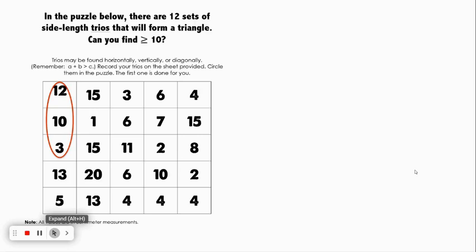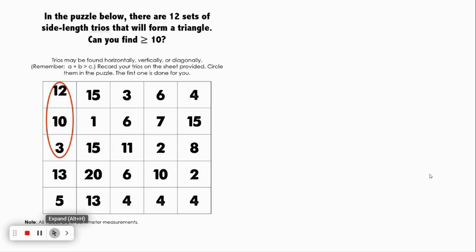Okay, our final idea that I want to review with you is the triangle inequality theorem. That's a lot of words to say that two sides of the triangle must add to more than the third side. So what I have here in this puzzle is 12 sets of side length trios that form a triangle. In fact, I've already circled the first one for you. 12, 10, and 3 all form a triangle.